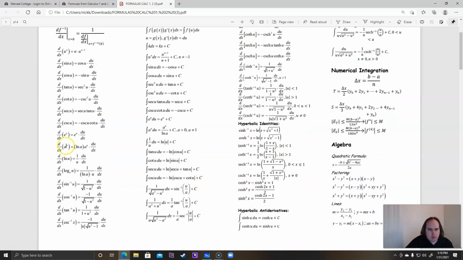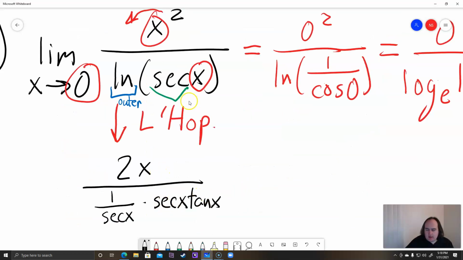Okay, so anyway, what we're looking for is the derivative of secant of u, and I was correct. It is secant of u times tangent of u times du/dx. So that's it right there. Okay, so I already did it correctly. The outer function was ln, so I did 1 over the inner function, times the derivative of the inner function. Here the inner function was secant of x, so the derivative of secant of x is secant of x times tangent of x. Then in the denominator, we can see that the secant of x cancels, so we're going to have 2x over tangent of x.